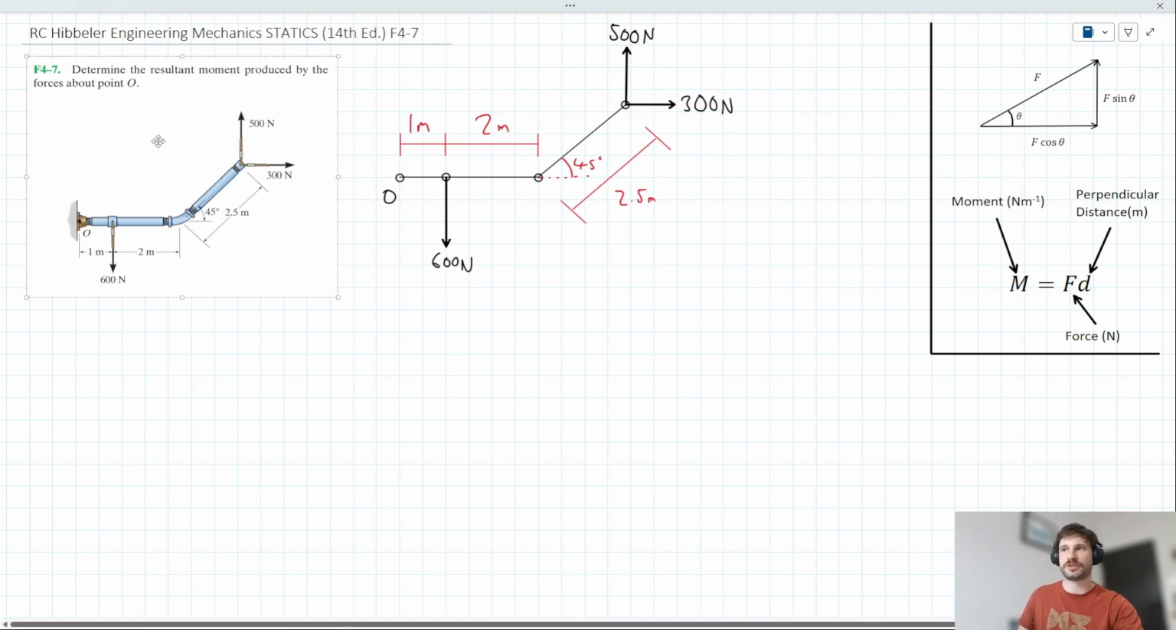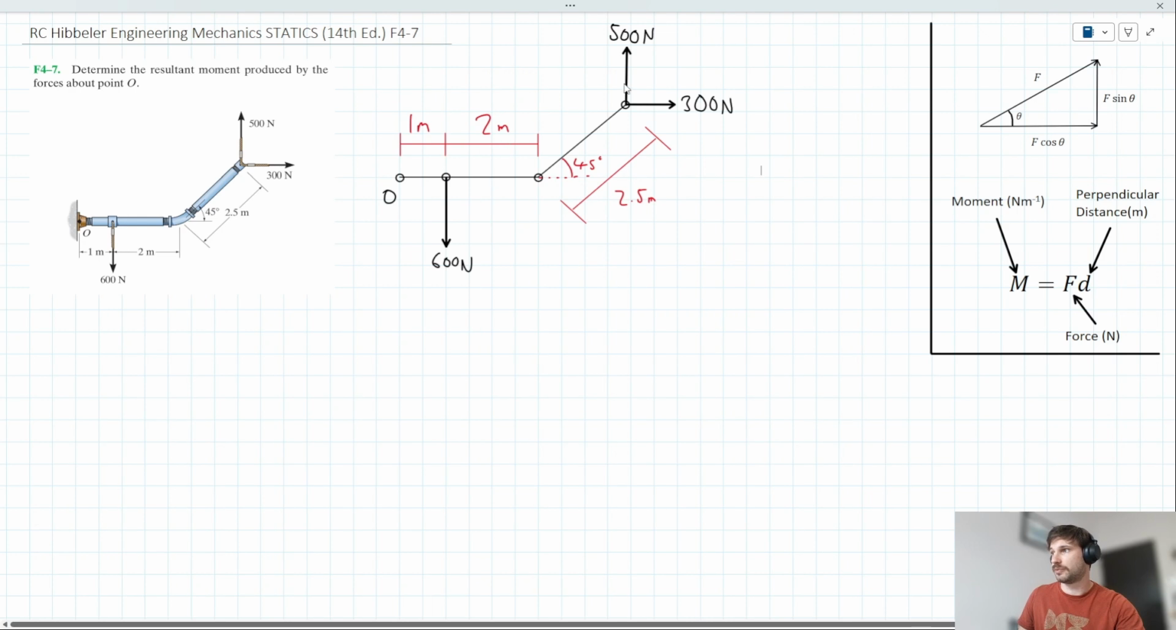So we have this problem from chapter 4 here, which is asking us to determine the resultant moment produced by the forces about point O. First of all, this is a relatively simple problem, at least relative to problems that came before it in the textbook. The major difference here is that we're working with multiple forces now.